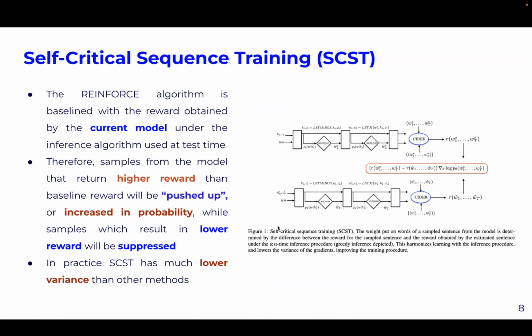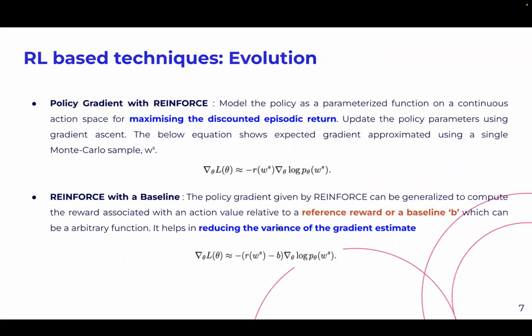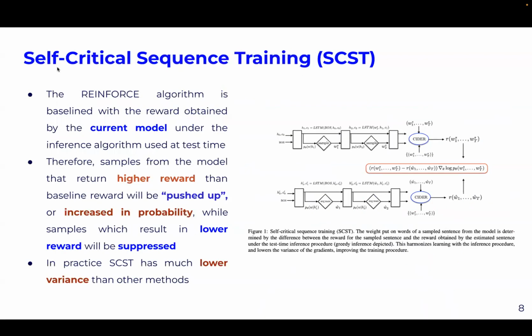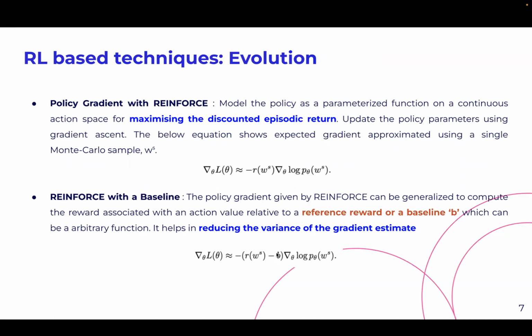So this is the next approach. These are the methods showing how this reinforcement algorithm has evolved. Initially it was just REINFORCE. Later, with the addition of the baseline, it is REINFORCE with a baseline. Self-critical sequence training is the next update of REINFORCE with a baseline. Here the baseline was an arbitrary function, so it had nothing to do with the reward function over here.